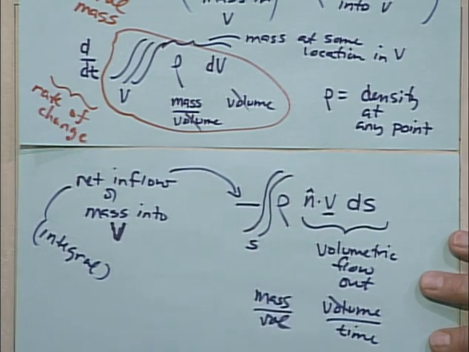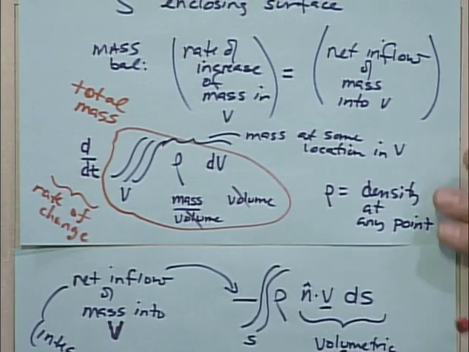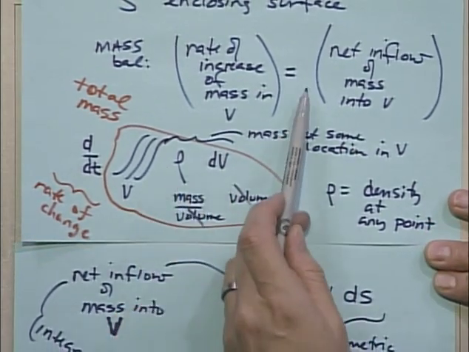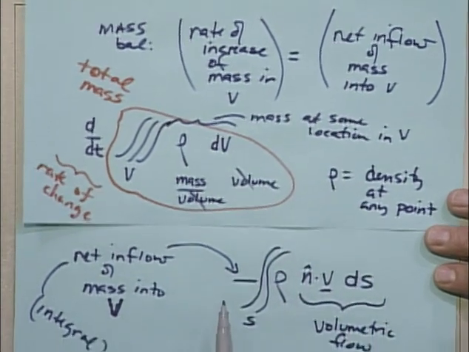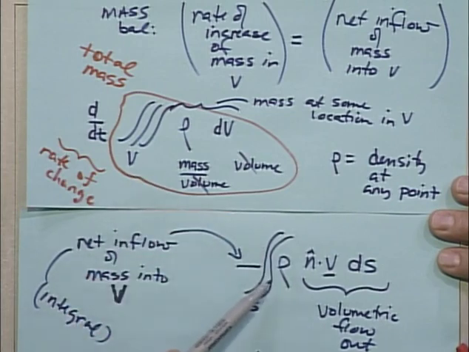So I'm out of time. Next time we'll take these two pieces and put them into the mass balance. The rate of increase of mass in V is equal to the net inflow of mass. We're going to equate these two. And you can see this is an integral over volume, and this is an integral over surface. The divergence theorem is going to come to our aid and allow us to put them both as volume or both as surface. And then we can get to the continuity equation. So we'll finish that up on Wednesday.